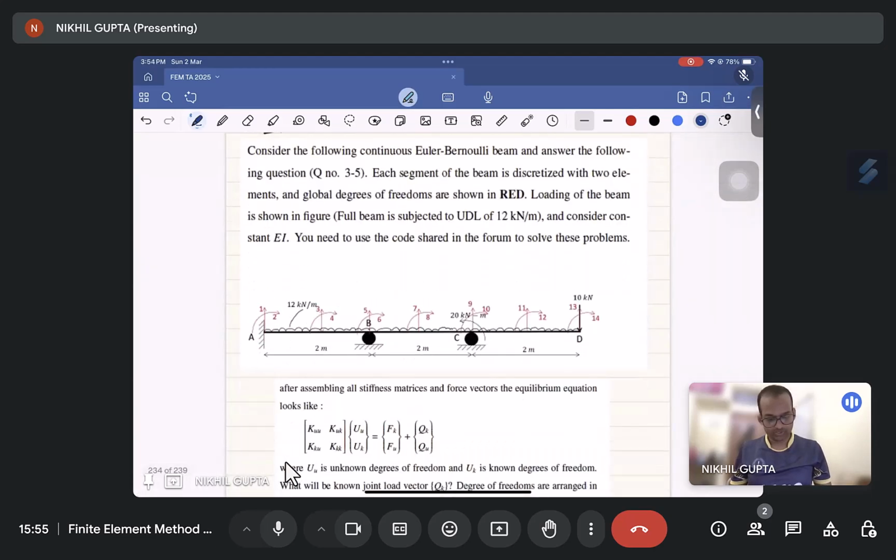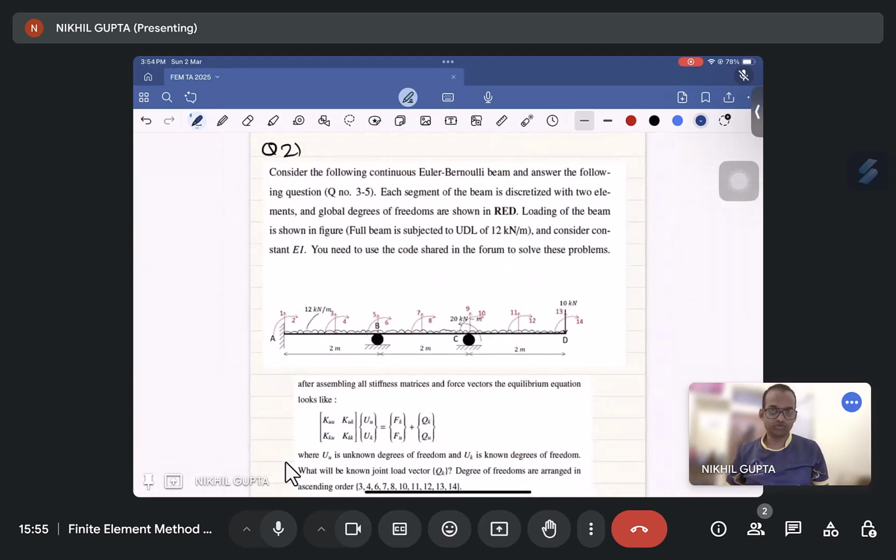Okay, so let's go to question number 2. This question is very related to your assignment question. If you solve this, it will be very helpful for you to submit the assignment. Let's start this question. Consider the following continuous Euler-Bernoulli beam and answer the following question. Each segment of the beam is discretized into two elements and global degrees of freedom are shown in red. Loading of the beam is shown in the figure and UDL of 12 is given. Consider constant EI. You need to use the code shared in the forum to solve these problems.